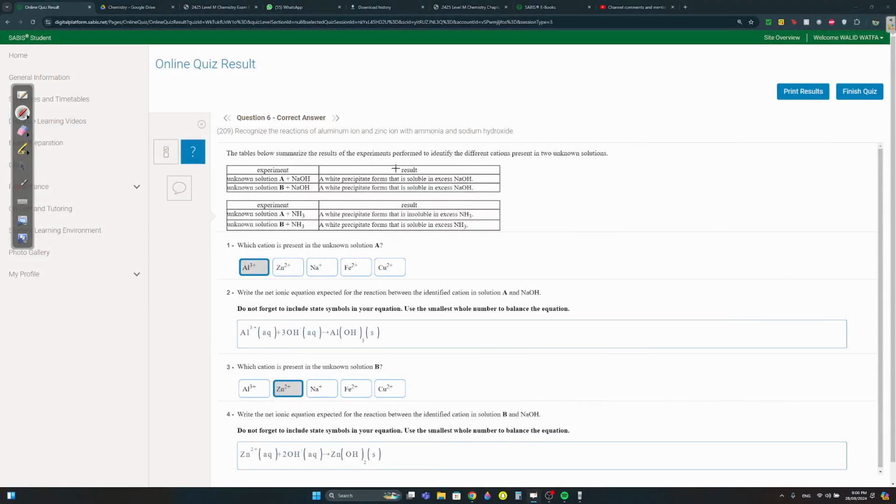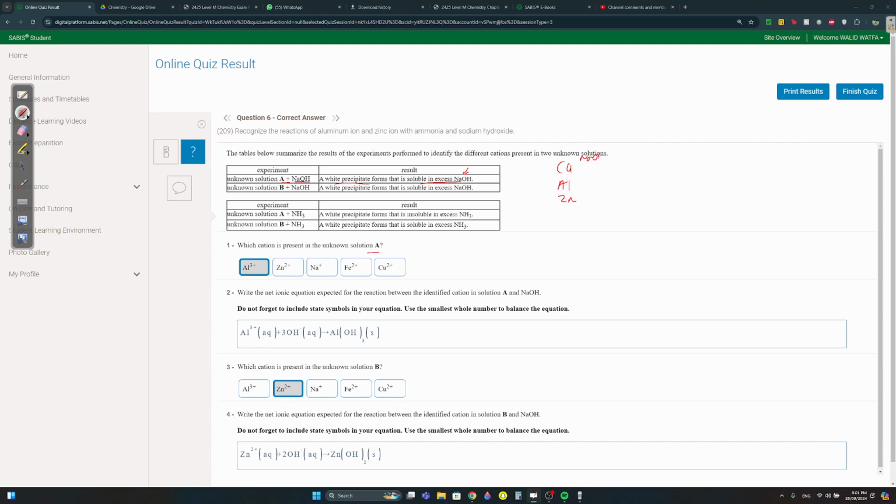Okay, this table below summarizes... let's see what we're talking about. Solution A, let's ignore B. When you add sodium hydroxide, NaOH, you get a white precipitate that is soluble in excess NaOH. So when we're talking about excess, we're talking about our calzone, right?